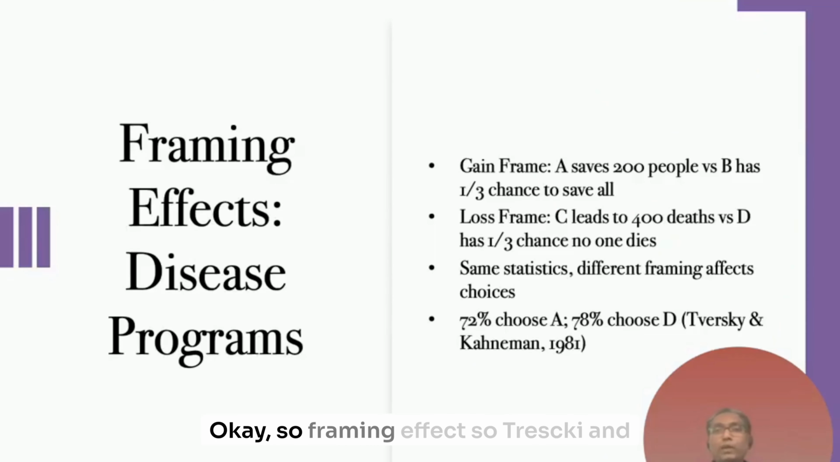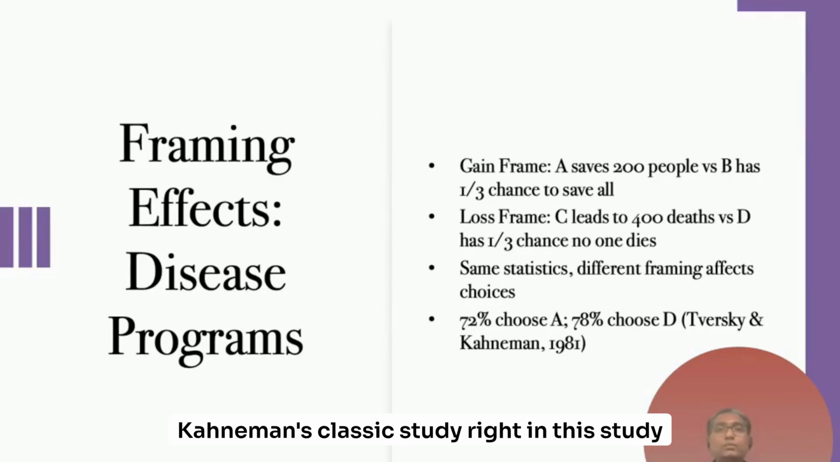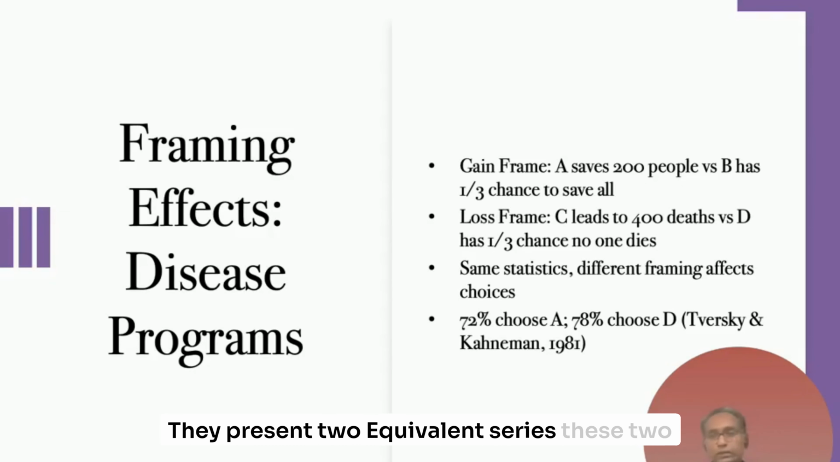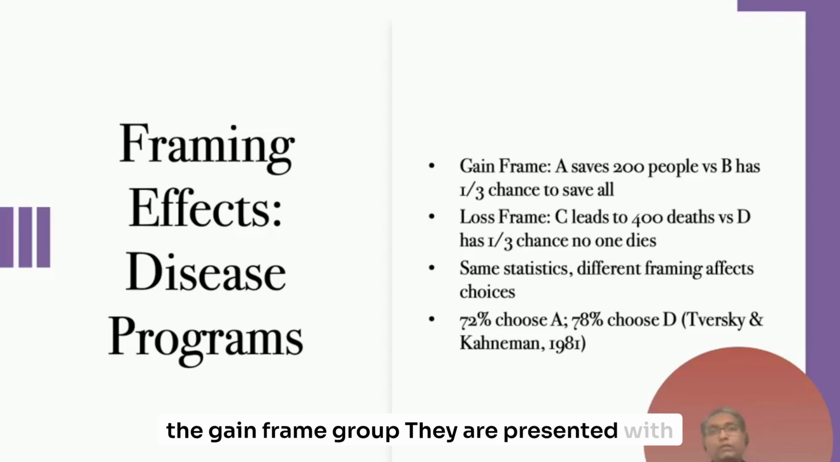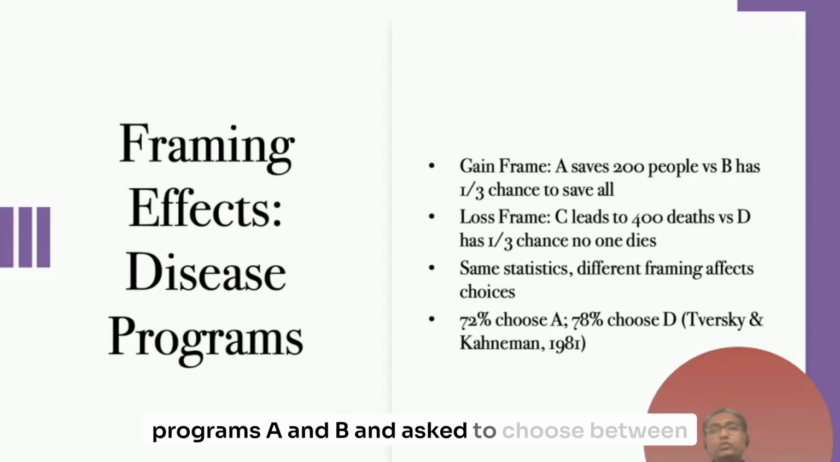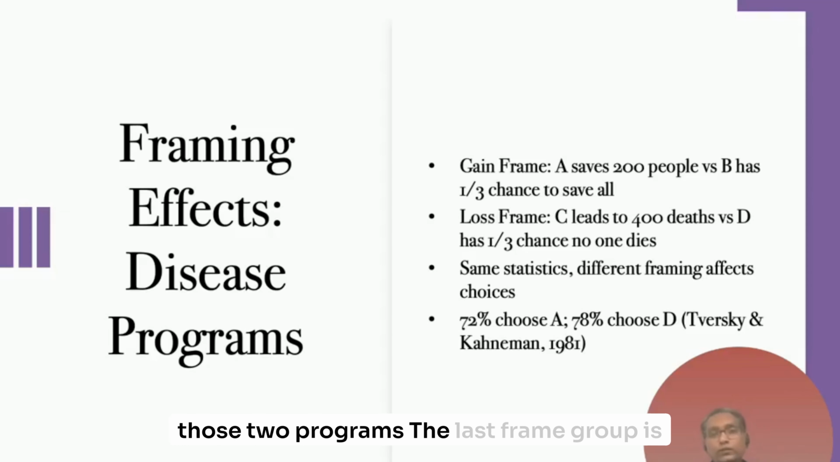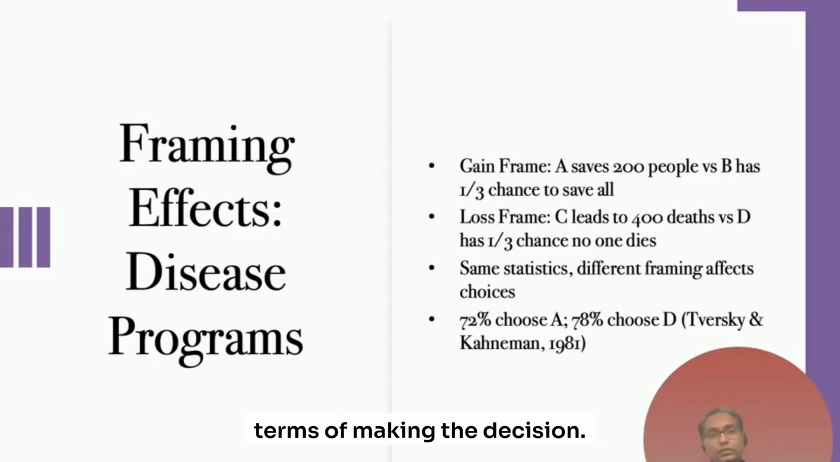Okay, so framing effect. Tversky and Kahneman's classic study, right? In this study, they present two equivalent scenarios to two different groups. These scenarios are the same. One group is called the gain frame group. They are presented with programs A and B and asked to choose between those two programs. The loss frame group is presented with C and D as the two programs and asked to prefer one over the other. Now, there is no actual difference in the content presented to both in terms of making the decision. The only difference is the way it is presented. That's why it's a framing study.